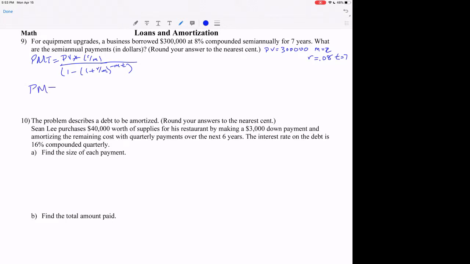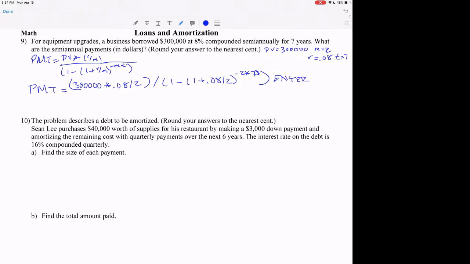So PMT is going to be 300,000 times 0.08 divided by 2. Now you put parentheses around that, enter it straight like that, divided by parentheses 1 minus parentheses 1 plus 0.08 divided by 2, close parentheses to the negative 2 times 7, close parentheses, and type enter. Hit the enter key.